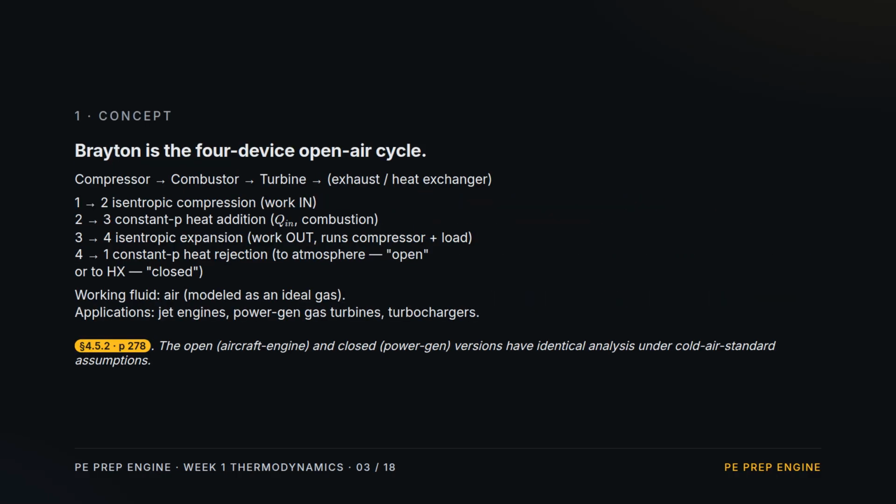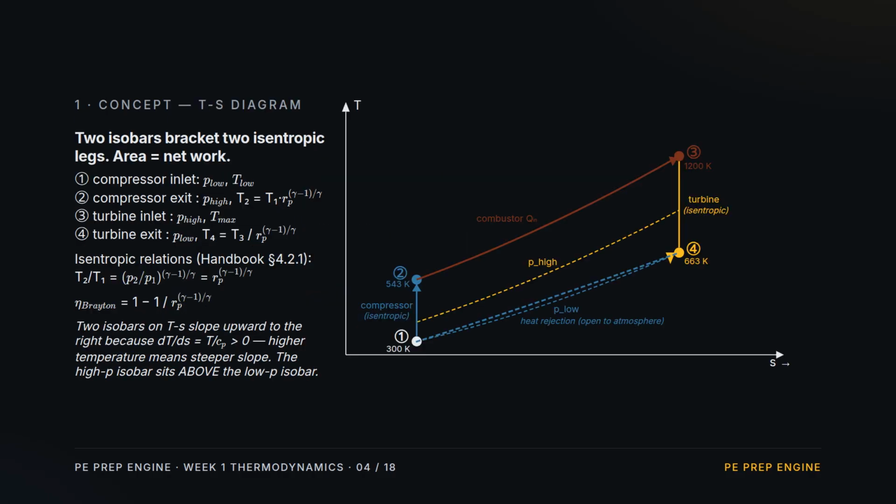Concept. A Brayton cycle is 4 devices in closure, like Rankine, but gas instead of water. The compressor compresses ambient air isentropically to high pressure. The combustor adds heat at constant pressure, burning fuel with the air. The turbine expands the hot gas back to low pressure for shaft work. Some runs the compressor, the rest is net output. Heat rejection goes to the atmosphere in an open cycle, or a heat exchanger in a closed one. Same analysis either way.